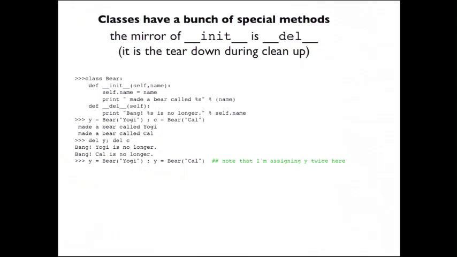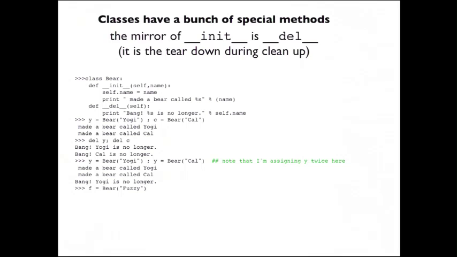Now, what do you think happens when I actually execute this line? So I say Y equals bear Yogi; Y equals bear Cal. I'm creating an instance of a bear class, and I'm calling it Y. And then immediately thereafter, I create another instance of a bear class, and I assign it to Y, but Y's already been assigned. So Python says, I'll just get rid of the thing that you had me pointing to earlier, and now I'll point to this new thing. So it makes a Yogi, and then it calls Cal, right?